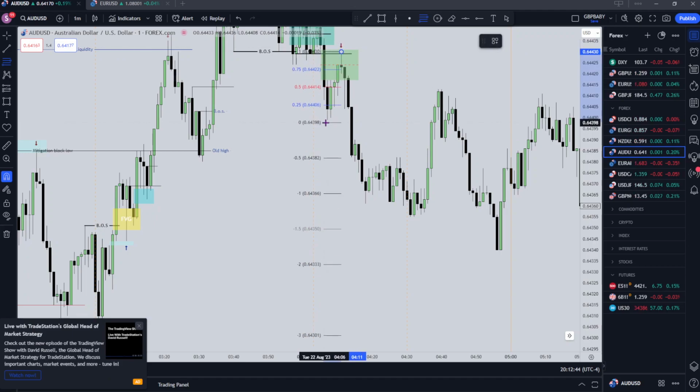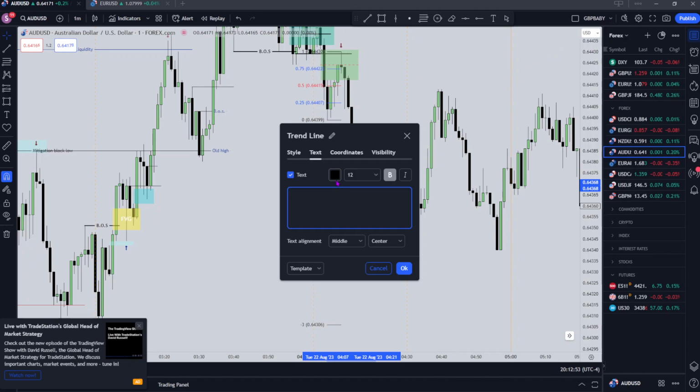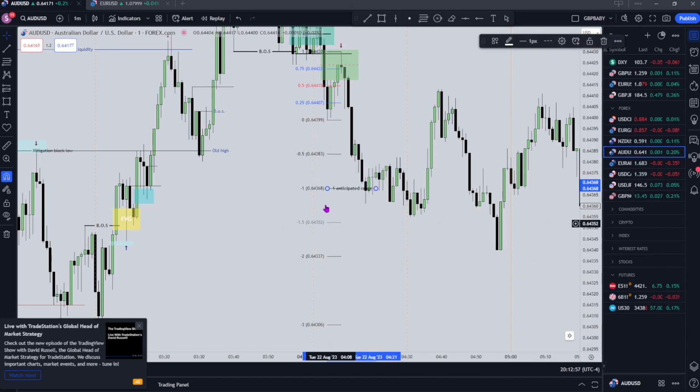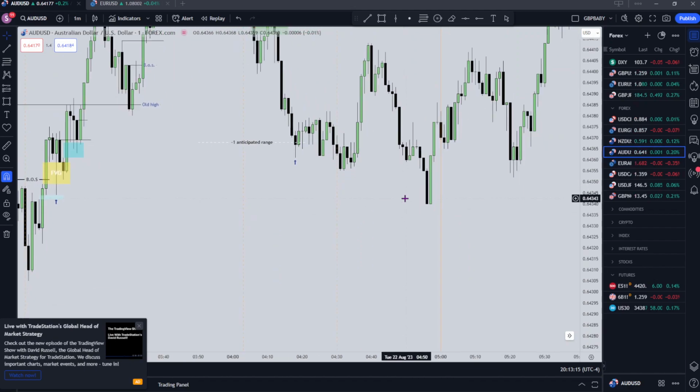We can measure that down -1, and you can see we reached that level here. I tend to do this in order to explain why I'd get out here, because you can see we consolidate, then we have a nice pull back into this order block, and then we break lower again one more time.